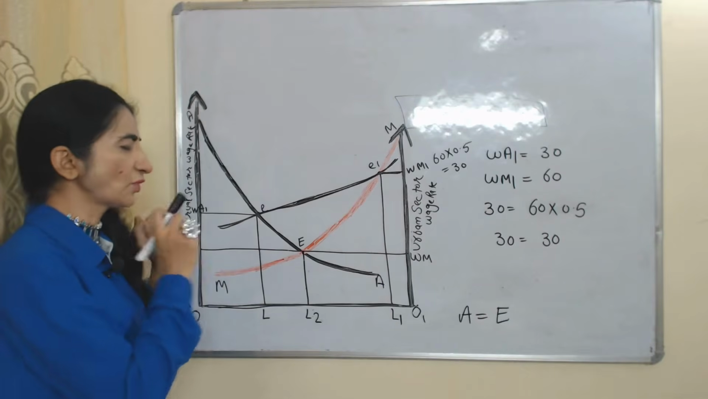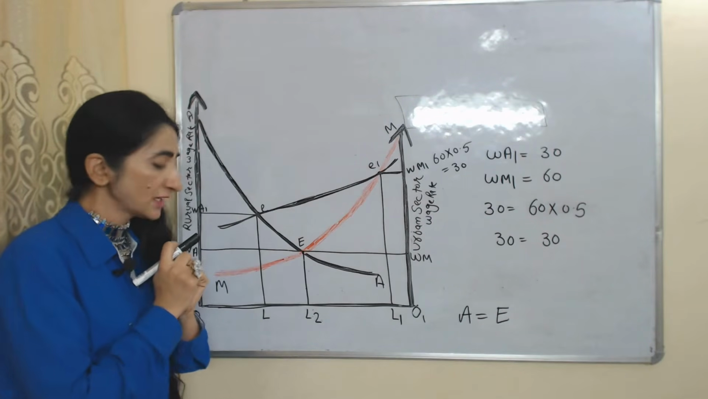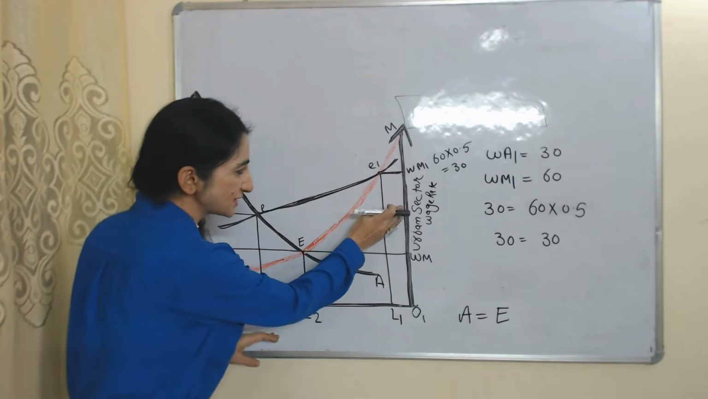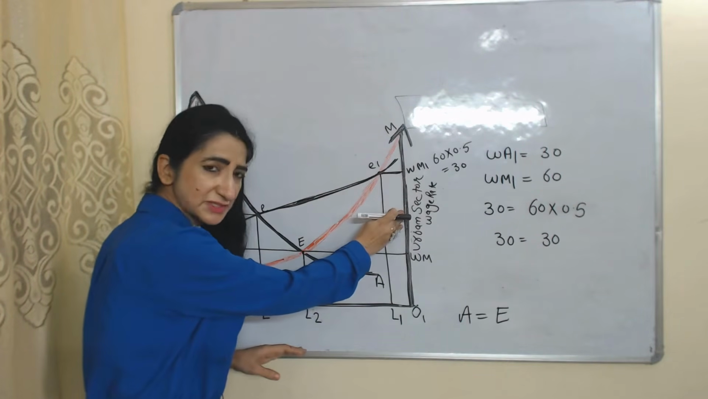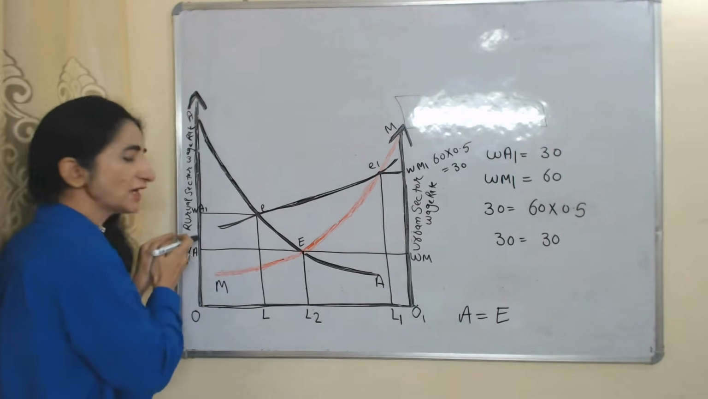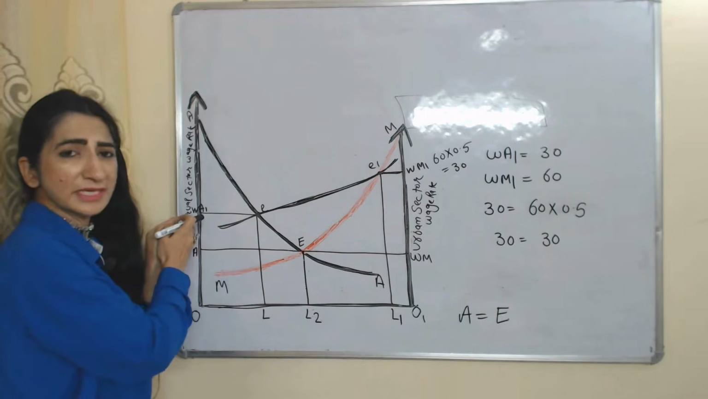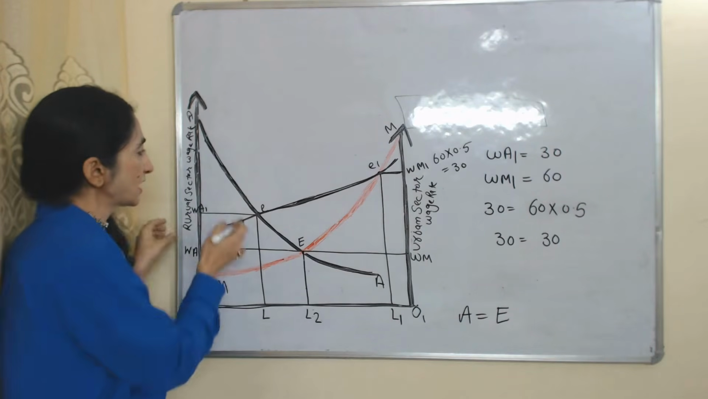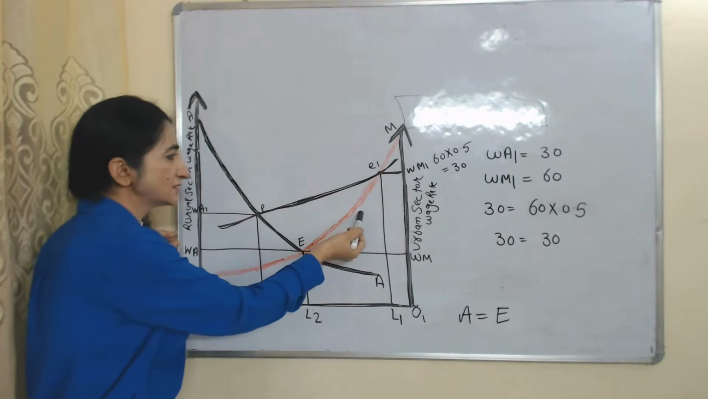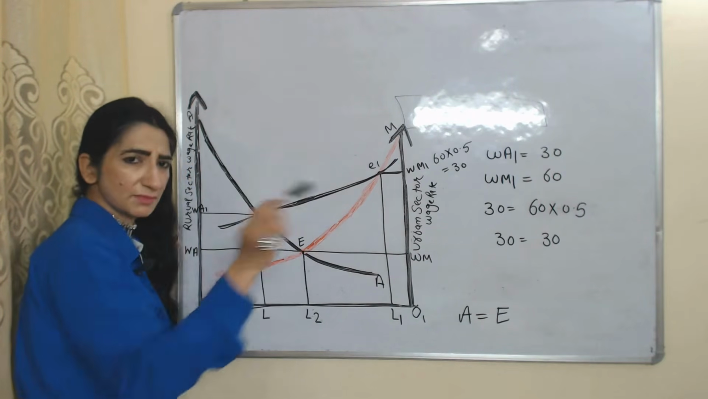Now we understand this model with the help of one diagram. In this diagram on the x-axis we have number of labor, and on the y-axis on this side we have wage rate in urban sector, or we can say wage rate in manufacturing sector. And this side we have wage rate in rural sector, or we can say wage rate in agriculture sector. This black curve shows labor demand in rural sector. This red curve shows labor demand in urban sector.